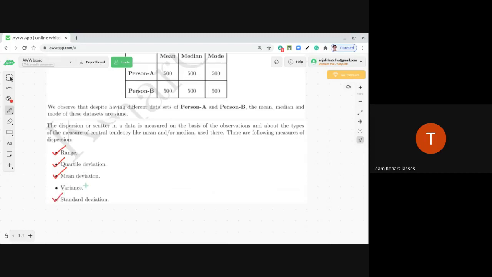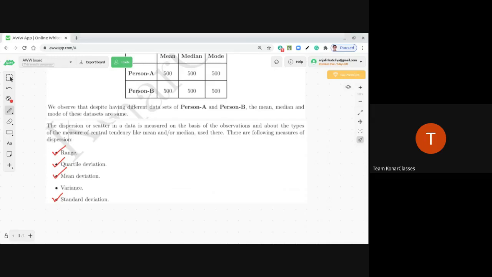So here in this discussion, we are going to discuss range, mean deviation, standard deviation, and eventually the variance. We are not going to discuss quartile deviation. We restrict our discussion to range, mean deviation, and standard deviation. So let's understand what is range. Range is a measure of dispersion of data. It is quite simple, and you will appreciate it once you understand this thing.